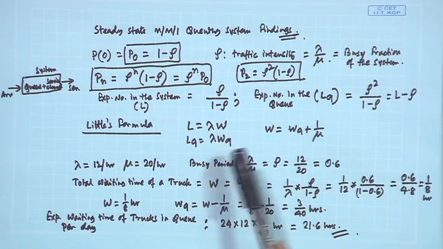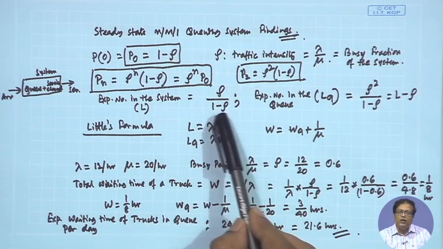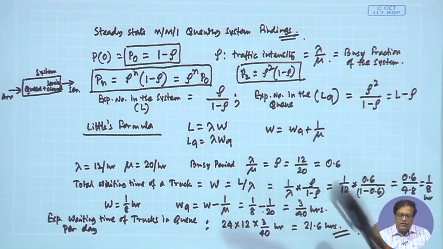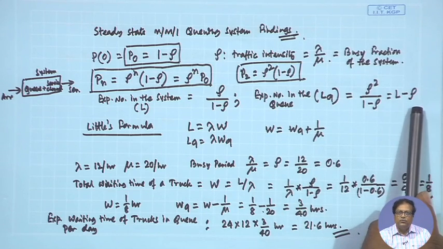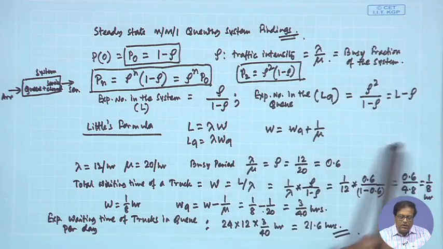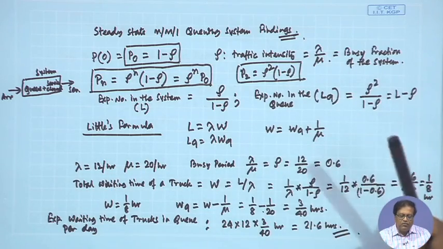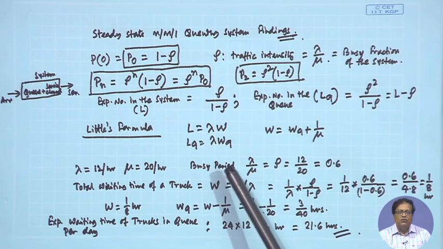Then L equal to the expected number in the system, rho by 1 minus rho, the LQ is expected number in the queue, that is L minus rho, right, and then the Little's formula. So, if you have this much knowledge, you can calculate almost all the parameters of an MM1Q, only you have to just understand the problem, right.